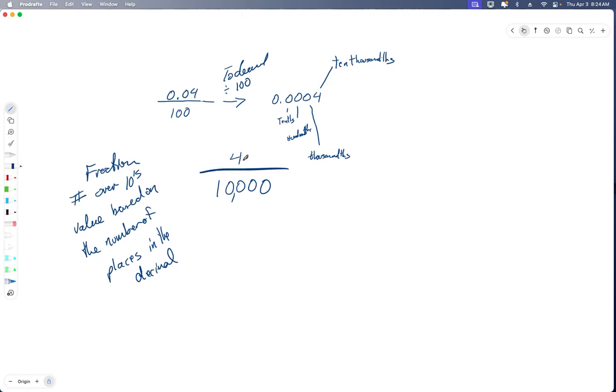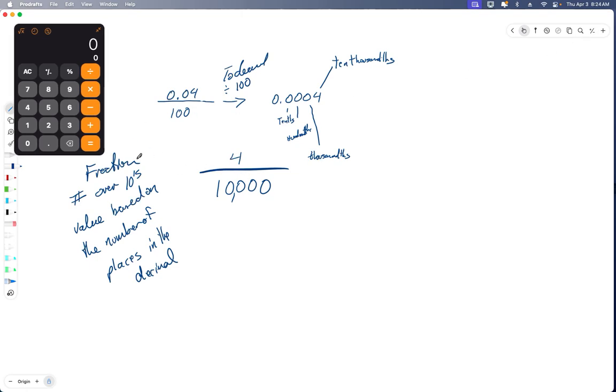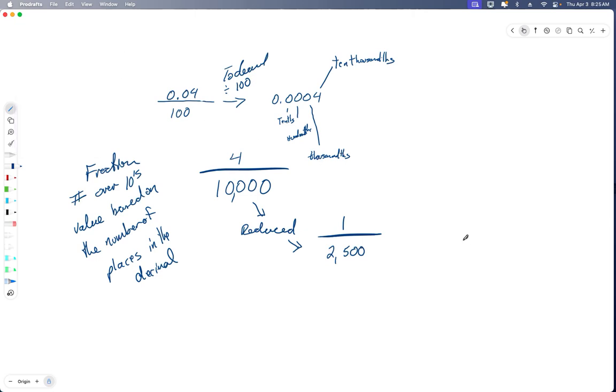Now, I know that we can reduce both of these. You didn't have to, but you can reduce them by 4. So we know that top number is going to be 1. And all I have to do is take 10,000 and divide it by 4, and I get 2,500. So this is this reduced. All right, so that is that first one.